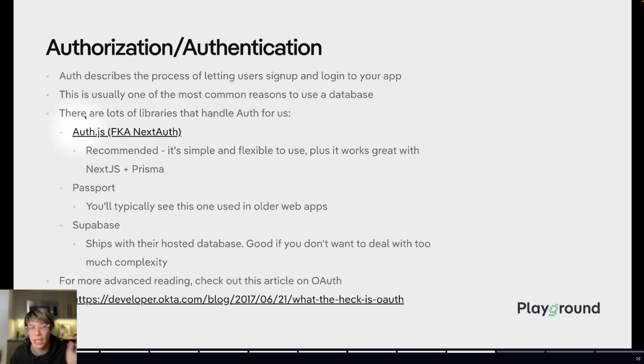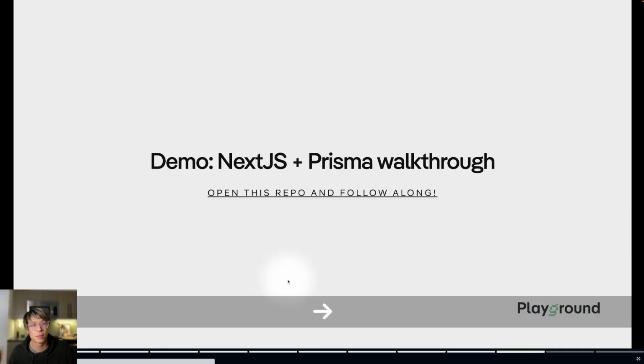But if you use any of these three libraries, they have all included ways to make it super easy to add that stuff to your app. So that's why I recommend using a library. And if you do want to read more about the crazy, complicated world of auth, I recommend checking out this article by Okta, which talks about OAuth, which is basically one of the protocols used for a lot of Google logins and Facebook logins and all that. So I recommend checking that out and giving it a skim if you dare.